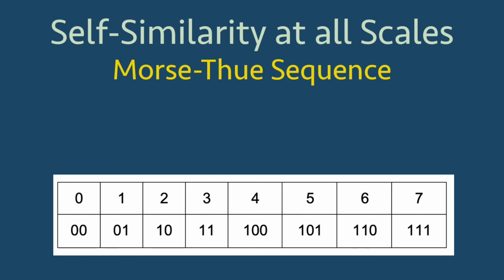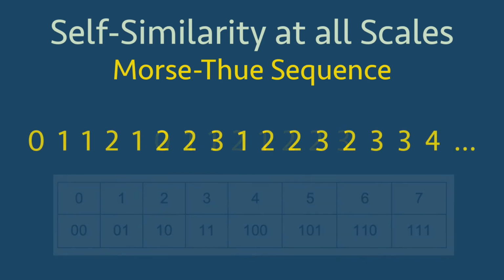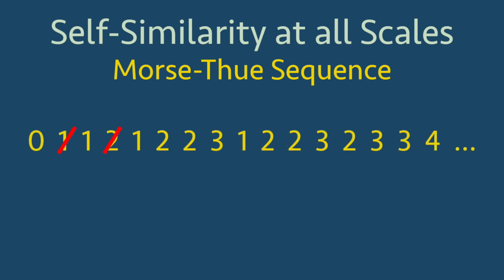To see this, we'll consider the Morse-Thue sequence, which involves writing the non-negative numbers in binary. If we count the number of ones we see in the sequence of binary numbers, we get the following sequence: 0, 1, 1, 2, 1, 2, 2, 3, and if we continue the pattern, we get the following sequence. What is interesting about this pattern is if we remove every other term, starting with the second term, we get the same sequence. If we assign numbers to notes in a scale, we can get melodies.